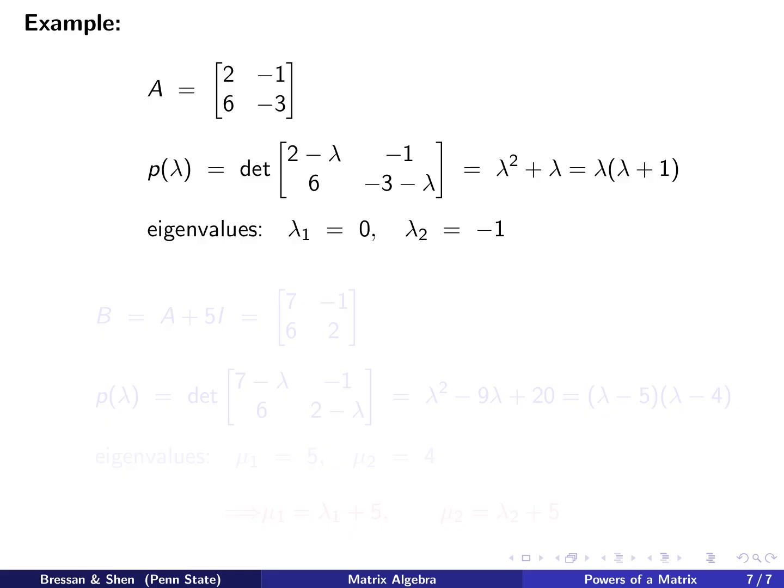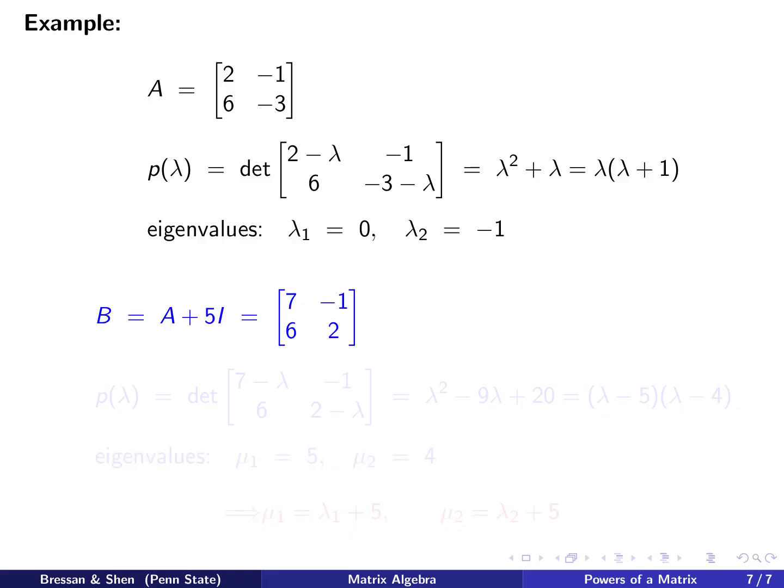Let's do a simple example for a 2 by 2 matrix. So this is our example, A. To find its eigenvalues, we can put in the characteristic polynomial P of lambda, which is the determinant of A minus lambda I, and work it out. You get that, and you can even factorize it to get this form. And then you see that one lambda is 0, the other lambda is -1.